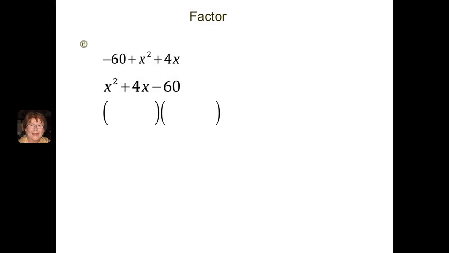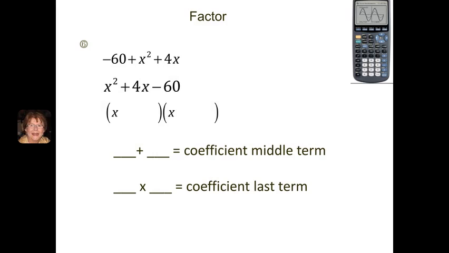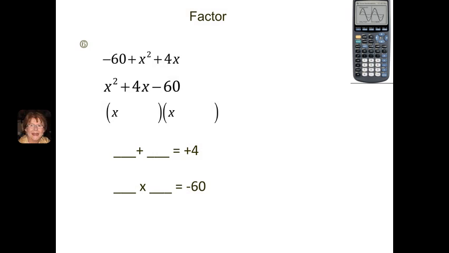What are you going to do now? You're going to place your two sets of brackets. You're going to find the square root of the first term. Square root of x squared is x. That is the first term in each factor. Then you're going to look for two numbers. Two numbers, when added, give you the coefficient of the middle term. When multiplied, give you the coefficient of the last term. When added, give you positive 4. That's our coefficient of the middle term. And when multiplied, the last number is negative 60. Do you know what those two numbers are? Take your calculator and look for them.